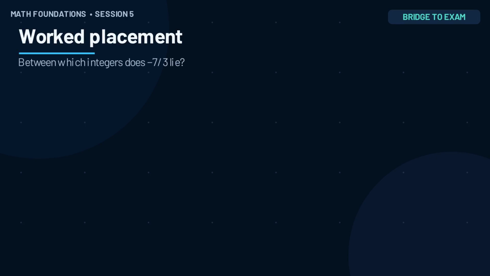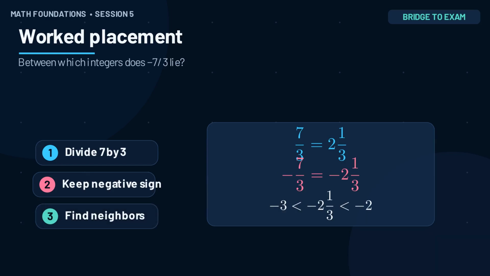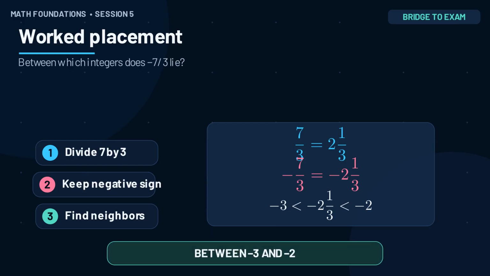First, mark the surrounding integers, then divide that interval into equal parts or use the decimal value. Between which integers does negative 7/3 lie? Step 1. Divide 7 by 3. The result is 2 and 1/3. Step 2. Keep the negative sign, giving negative 2 and 1/3. Step 3. Identify the neighboring integers. Negative 2 and 1/3 is less than negative 2, but greater than negative 3. Therefore, negative 7/3 lies between negative 3 and negative 2, 1/3 of the interval left of negative 2.